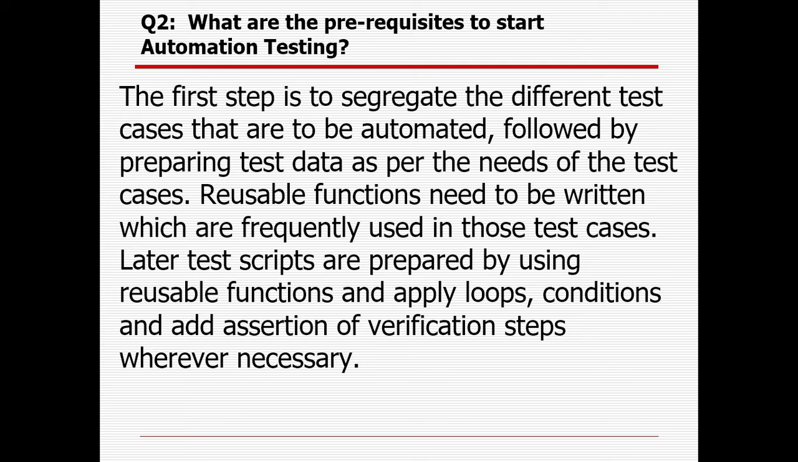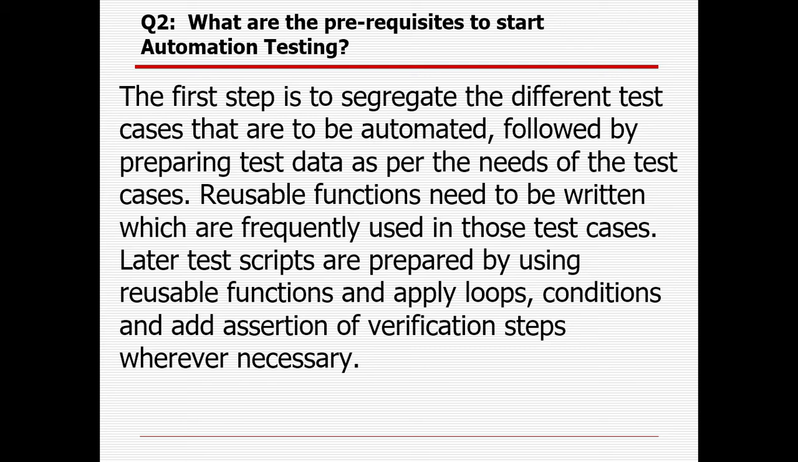First we need to identify which test cases we will be automating, whether they are functional, regression or sanity test cases, and whether any data is required, so we prepare the data. After that, reusable functions which are frequently used in those test cases need to be written. We need to write reusable functions instead of writing the same function multiple times, which is not recommended. Later, test scripts are prepared by using reusable functions and applying loops and conditions, and definitely we need to add an assertion or verification point whenever it is necessary.